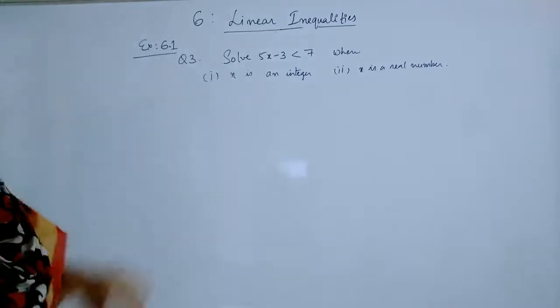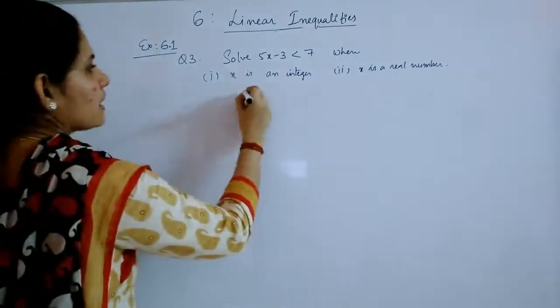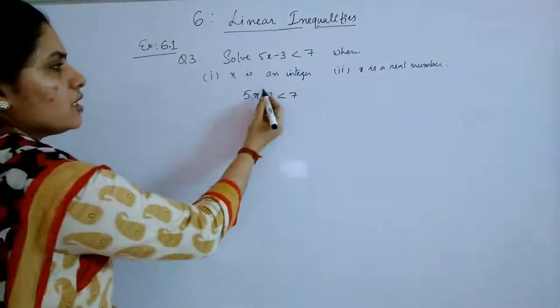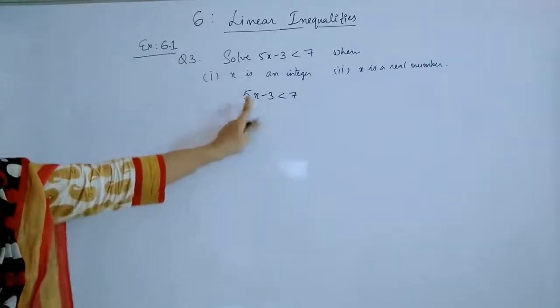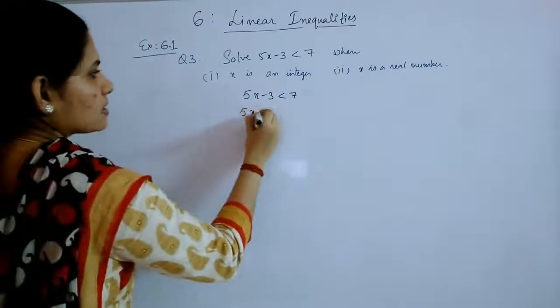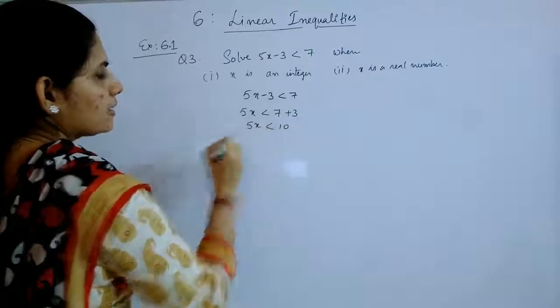Question number 3 is solve 5x minus 3 less than 7 when x is an integer, x is a real number. Now first we will start with 5x minus 3 less than 7. Here you have to just remove first this negative 3 from the left hand side. That means you are adding positive 3 on both sides, so that you will get 5x is less than 7 plus 3, that is 5x is less than 10.